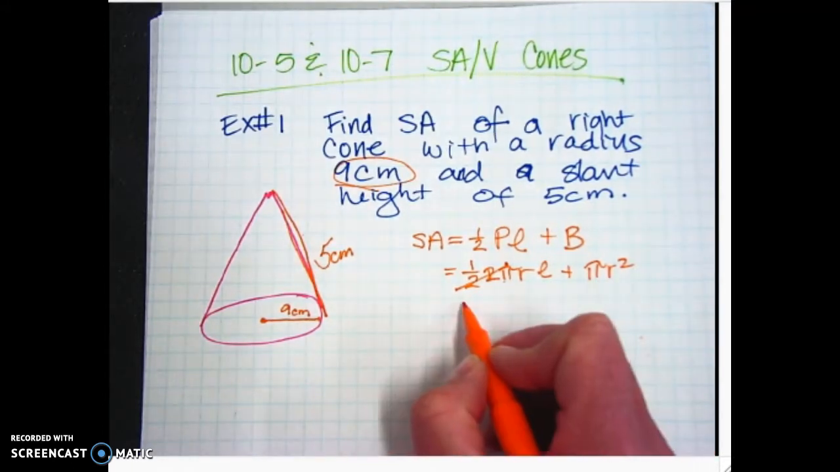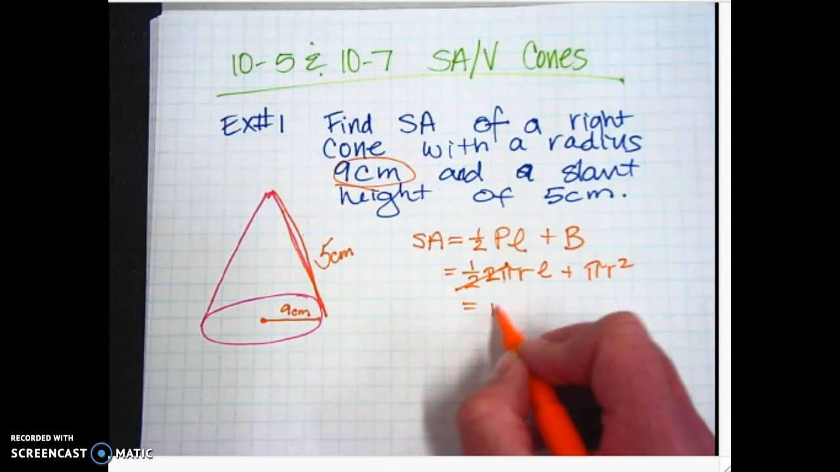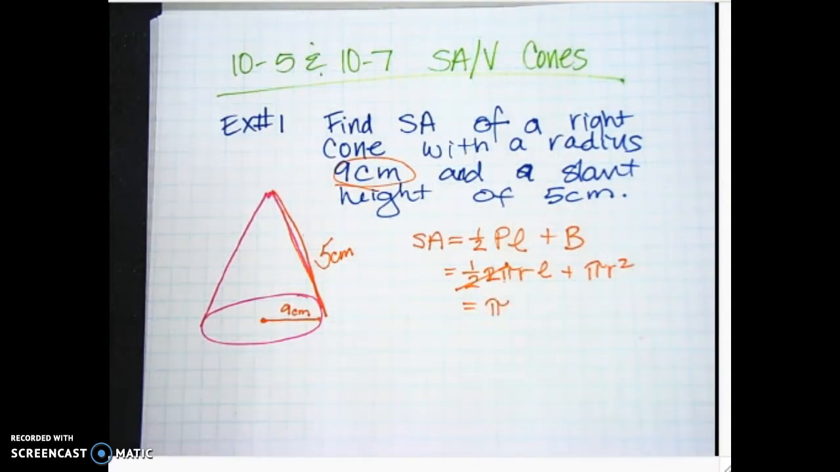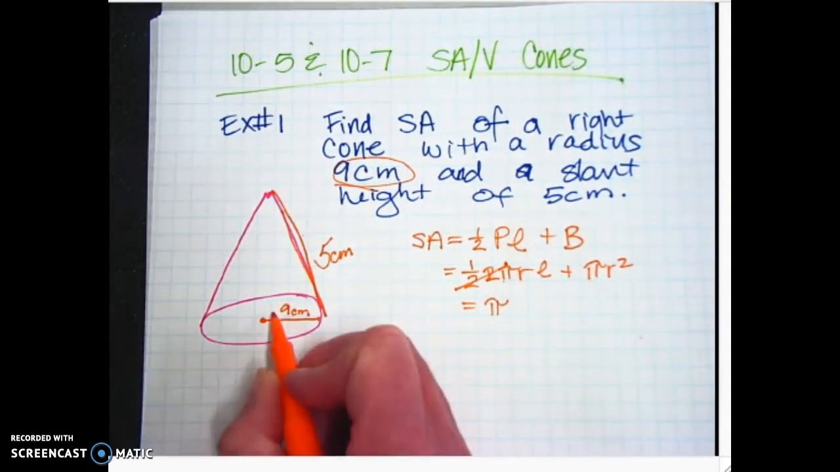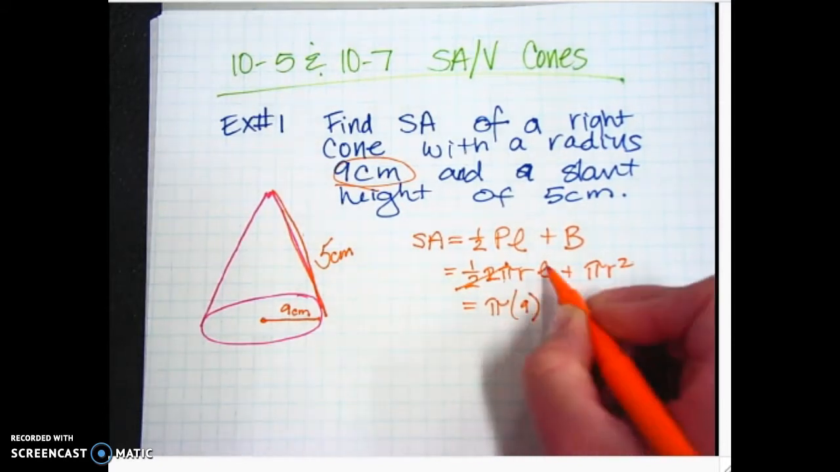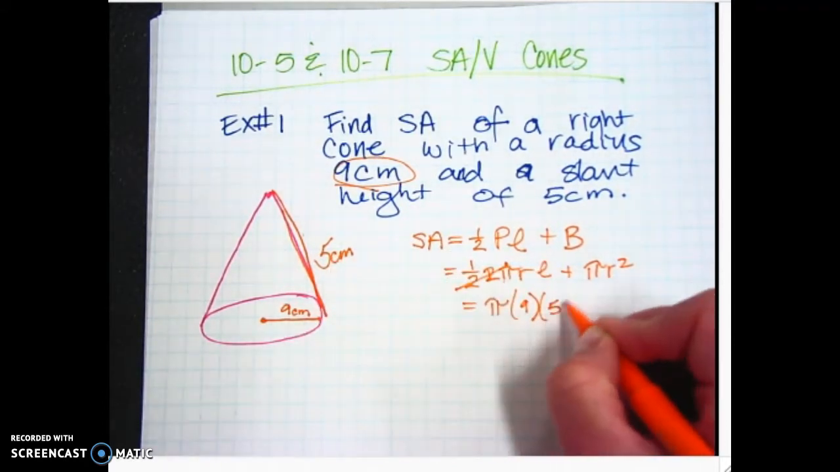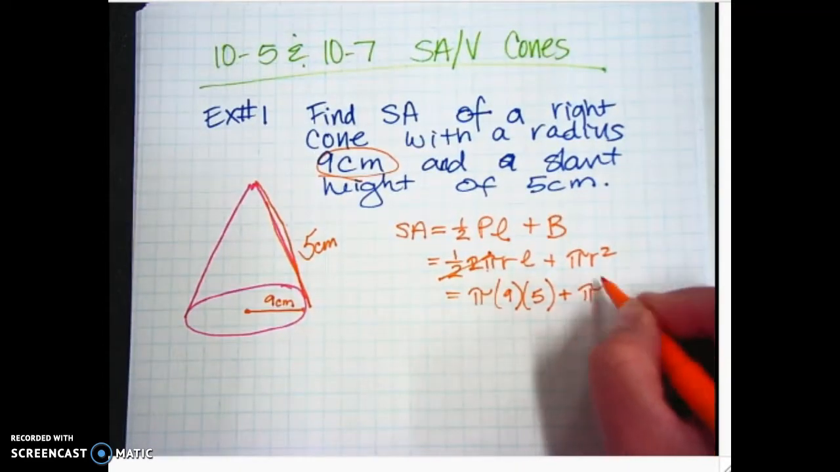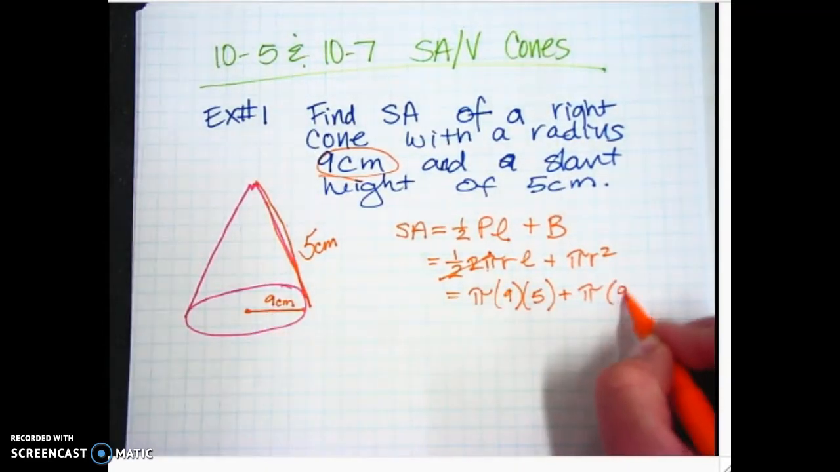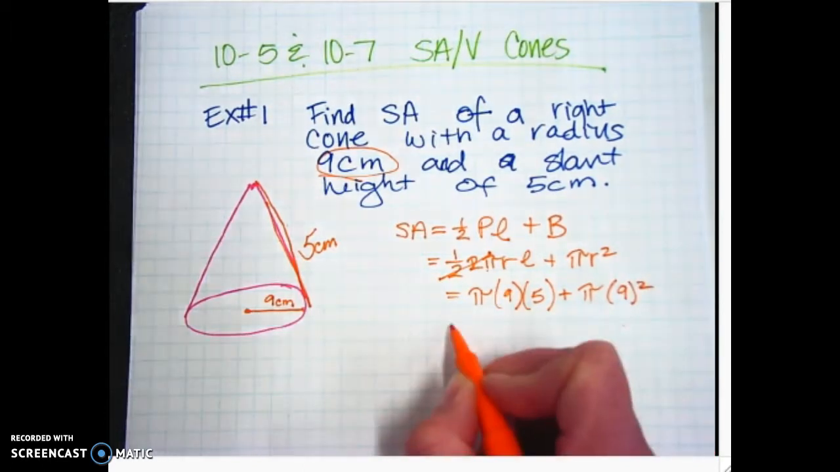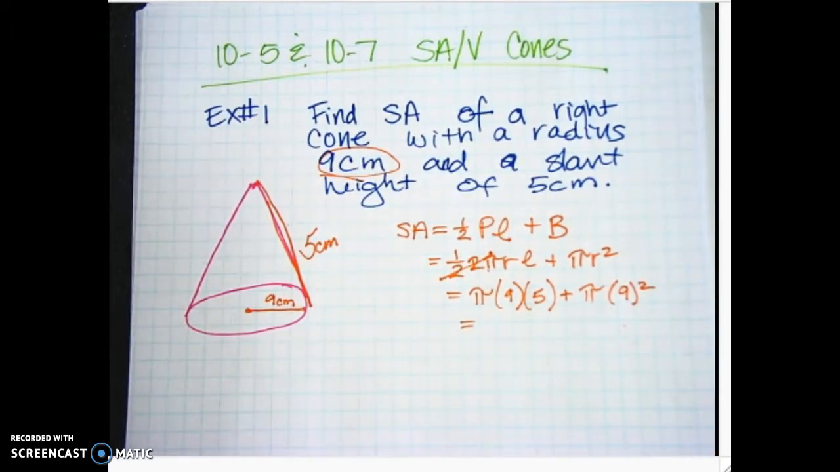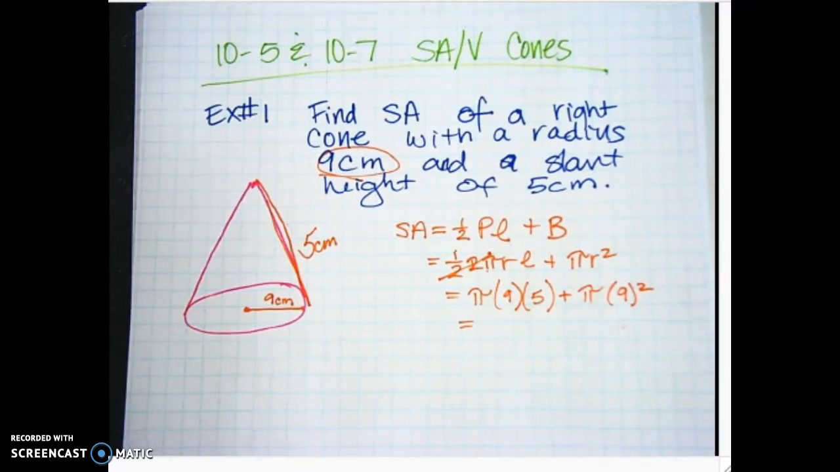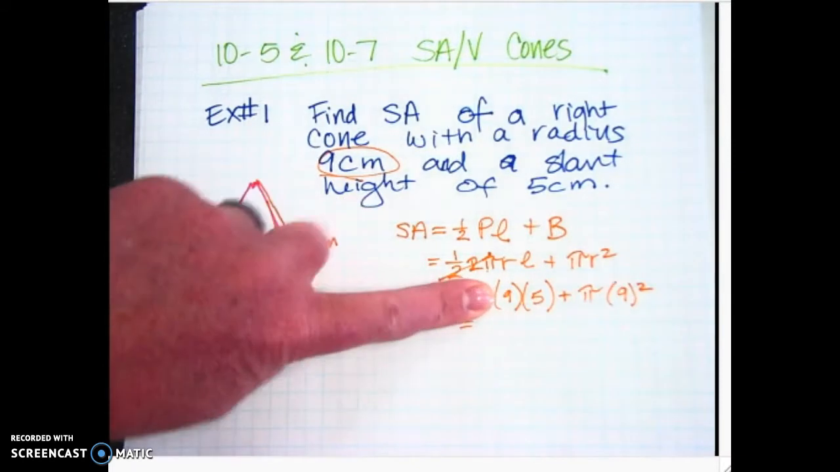So we're going to substitute in our values. Pi is actually a number. The radius is 9. The slant height is 5. So we plug those two numbers in there. And then we have pi times the radius squared, so 9 squared. And then we're just going to grab our calculator, and the first time we get an answer, it's going to be in terms of pi. So you're going to multiply everything but the pi.